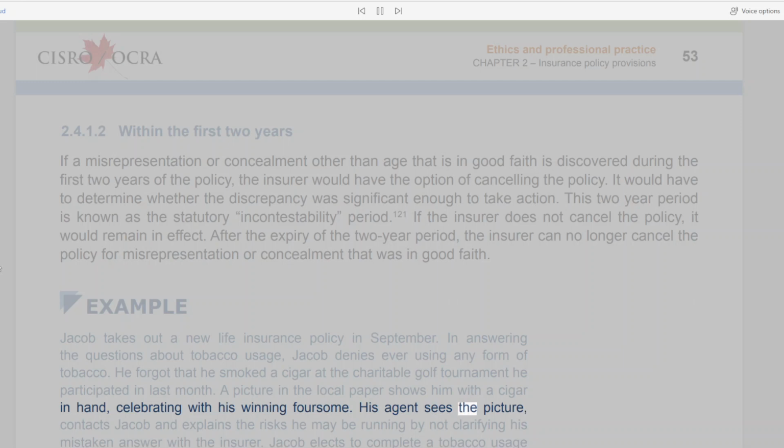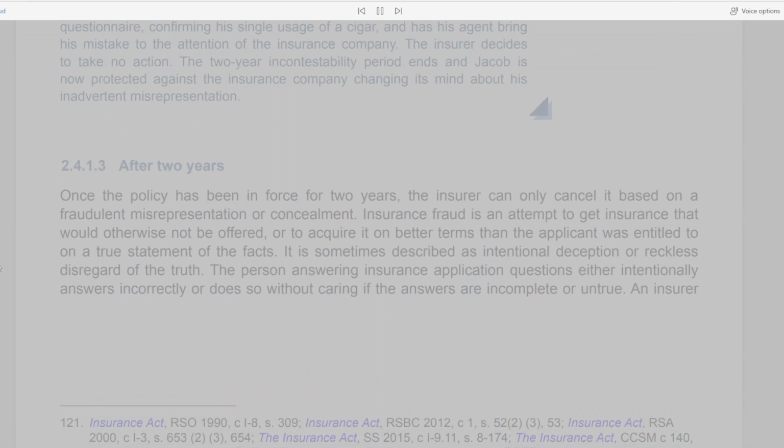His agent sees the picture, contacts Jacob and explains the risks he may be running by not clarifying his mistaken answer with the insurer. Jacob elects to complete a tobacco usage questionnaire, confirming his single usage of a cigar, and has his agent bring his mistake to the attention of the insurance company. The insurer decides to take no action. The 2-year incontestability period ends and Jacob is now protected against the insurance company changing its mind about his inadvertent misrepresentation.